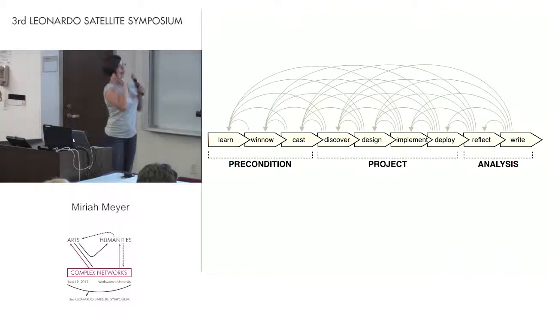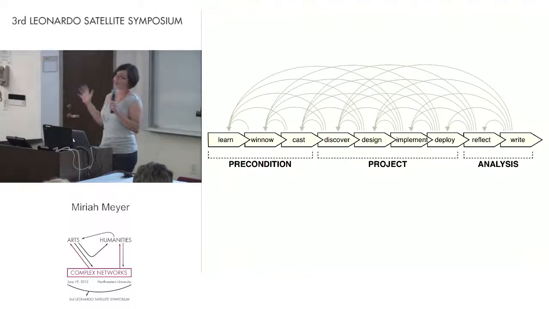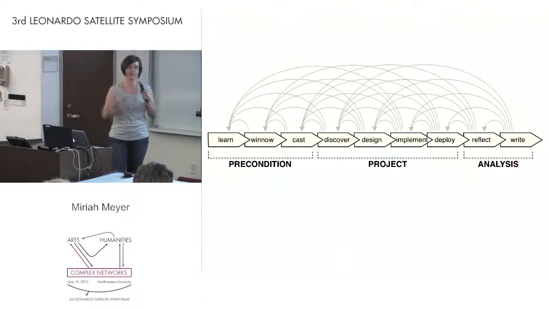First of all, it is shown as a linear set of stages, but these stages are overlapping to imply that you don't have to finish any one stage before moving on to the next. There are a lot of things that happen in parallel. And the gray arrows are meant to indicate that this is also, very rarely, a linear process. There's a lot of jumping backwards in stages.